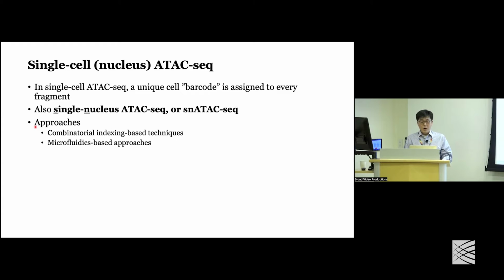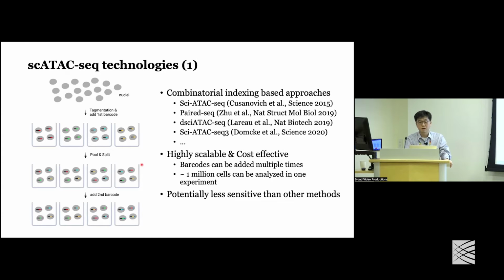Okay. So experimentally, how do we attach or assign the cell-specific DNA barcode to the ATAC-Seq fragment? There are two basic approaches. The first is the combinatorial indexing-based technique, and the second one is the microfluidics-based approach. So let's look at the combinatorial indexing-based approach first. The basic idea is that we will assign a unique combination of barcodes to each cell by repeatedly pooling and splitting the cells after adding the barcodes.